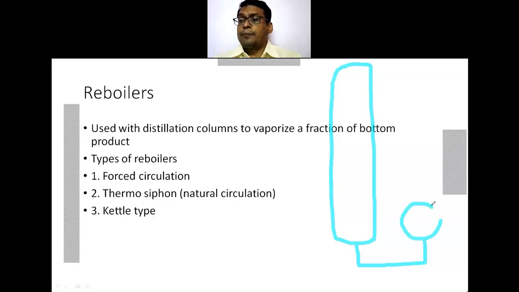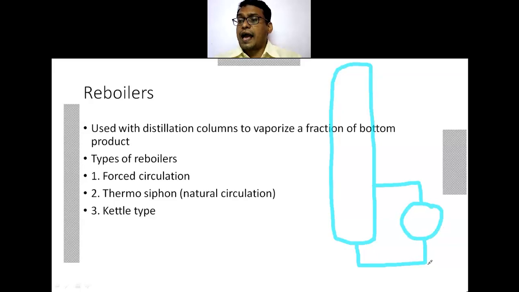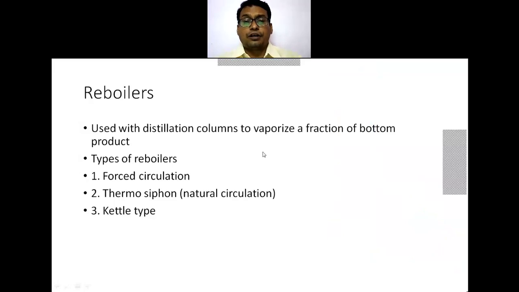and the vapor comes back into the column, and from the bottom we are taking out the product, and the vapors are going back into the column. So a reboiler is basically used to boil and generate the vapors which are helpful for the process of distillation.